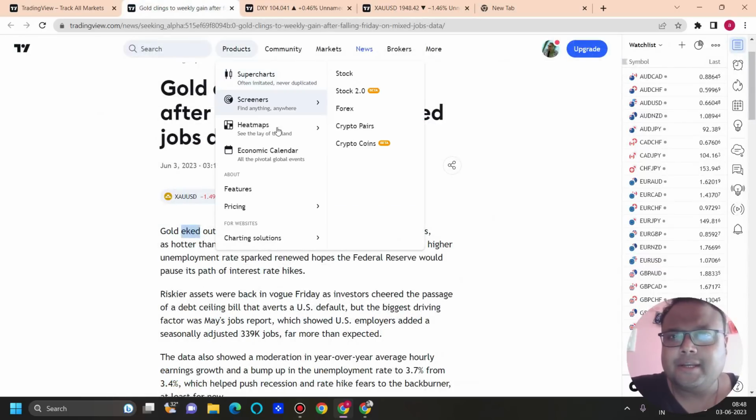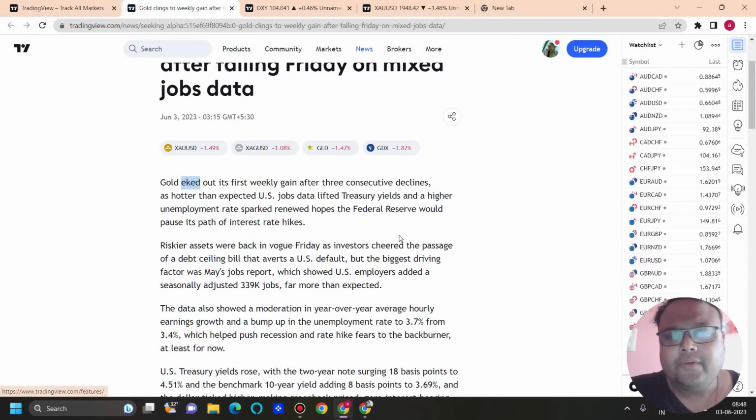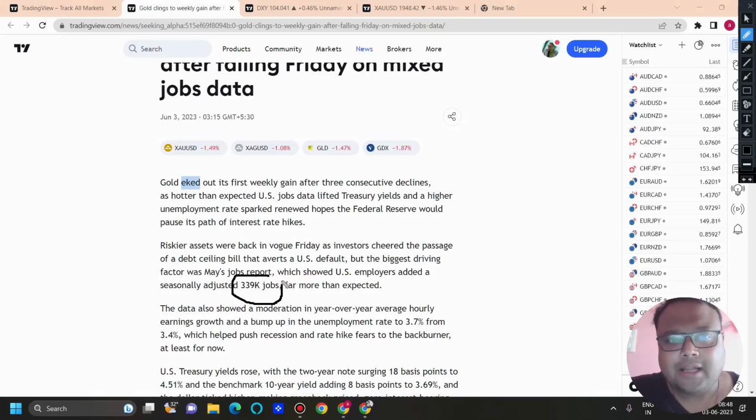If you look at the news, then the news was mixed. Though the US employers added a big number, 339,000 jobs, which was far more than expected. Expectation was around 190, 193k, and the number came out to be 339k. It was humongous, but the news was mixed because the unemployment rate was 3.7%. Previously it was 3.4%, expectation was around 3.5%, and it came out to be 3.7%.